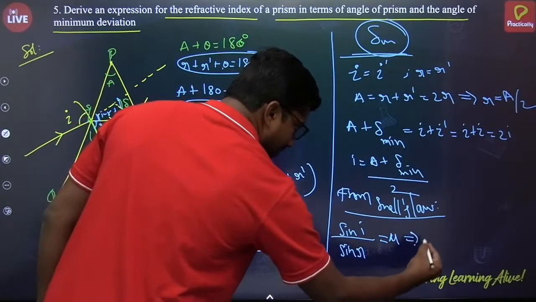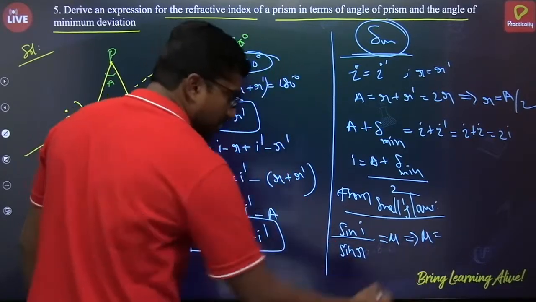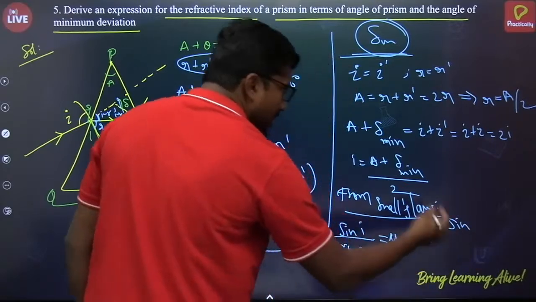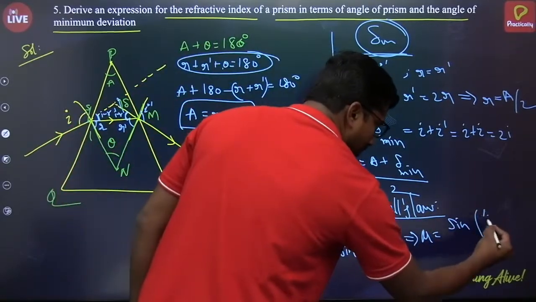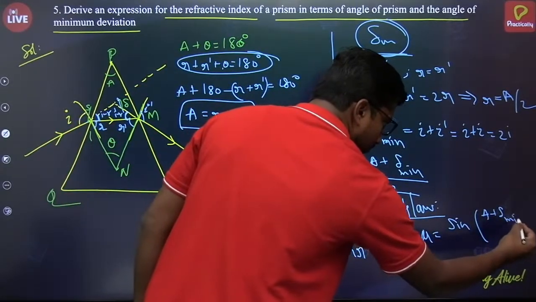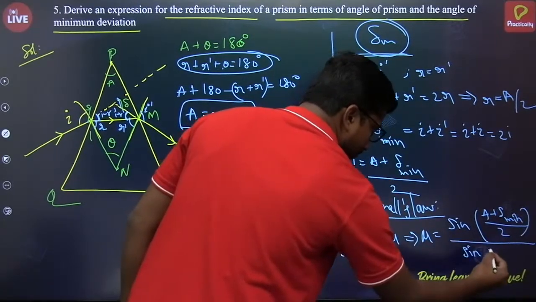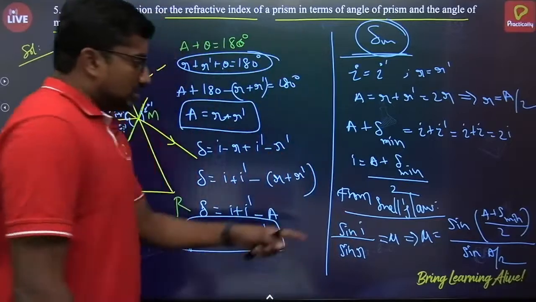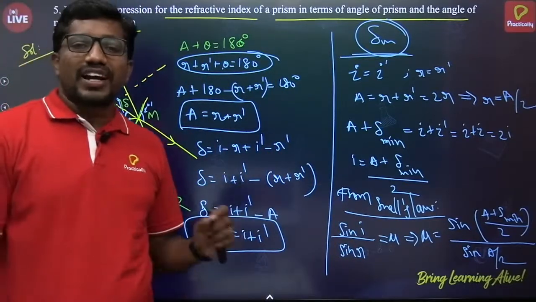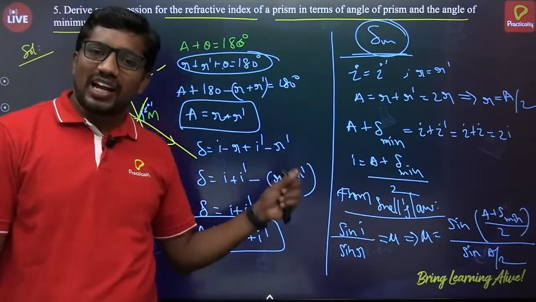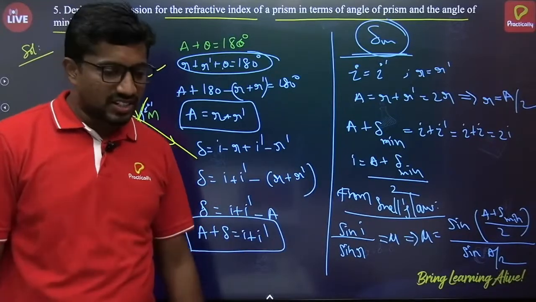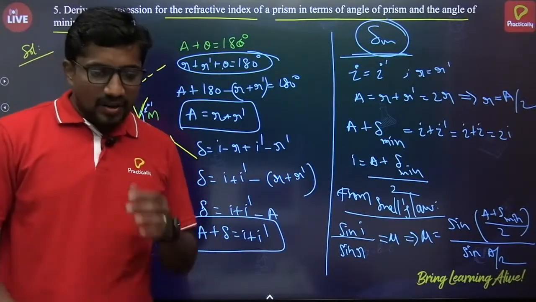So that implies the refractive index mu is equal to sin of (A plus delta minimum) by 2, divided by sin A by 2. That is the expression for the refractive index of the prism in terms of the angle of prism as well as the minimum angle of deviation.